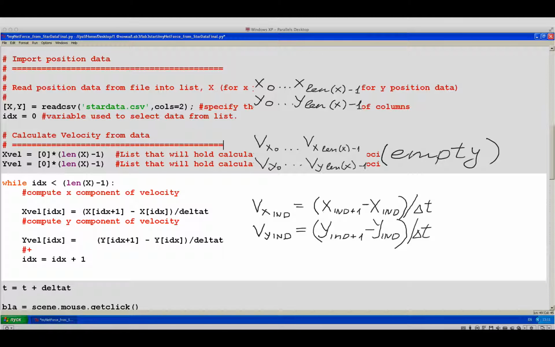Using this while loop and loop variable index named x, we calculate x and y velocities for each delta t and store them in the lists. The velocities are displacement divided by delta t.